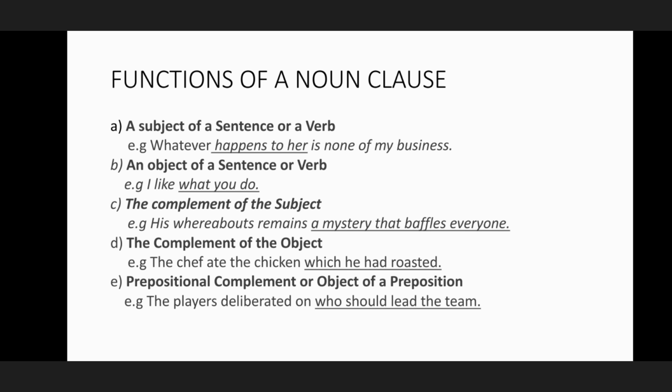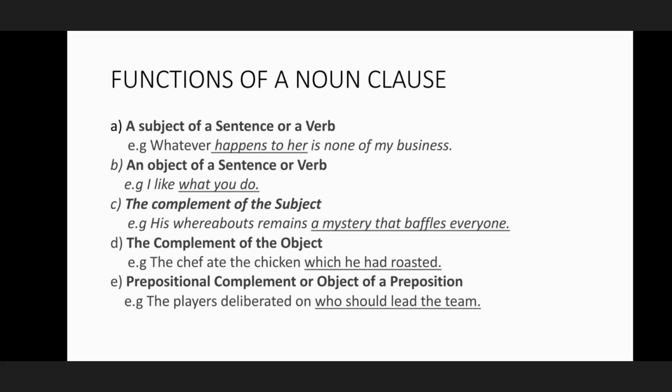"His whereabouts remains a mystery that baffles everyone." Whose whereabouts? His, talking about the subject. And whose whereabouts remains something. That is a mystery. That is, the person's whereabouts remains what? A mystery. So "mystery" is referring back to the subject of the sentence, and the subject of the sentence is who we are talking about. That is, his whereabouts is what? A mystery. I hope that is clear as well.